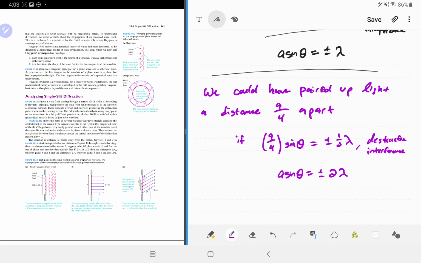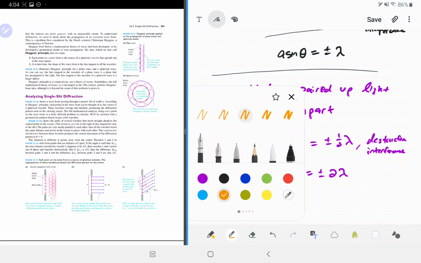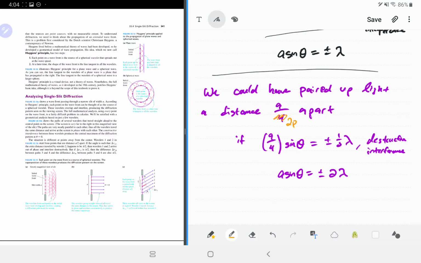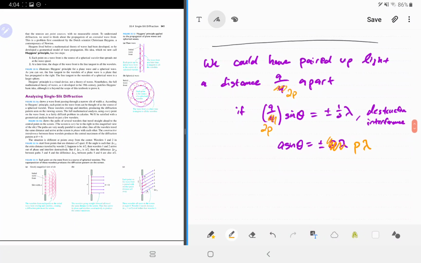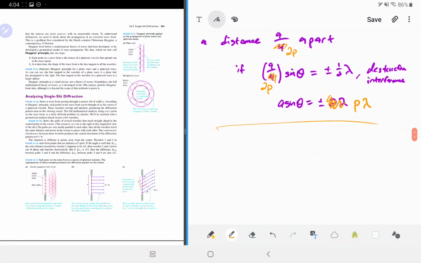And actually, as long as this denominator right here is an even number, you can pair up light no matter what. So I'm going to replace this 4 with any even number, just 2 times p. If we multiply both sides of this equation by 2p, it looks like plus or minus p lambda. So what we get here is an equation for a whole bunch of spots that have destructive interference. So a sine theta is equal to plus or minus, and really let's allow p to be a negative number as well, p lambda. These are all points of destructive interference.